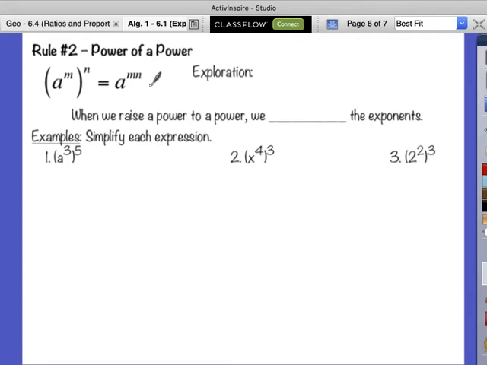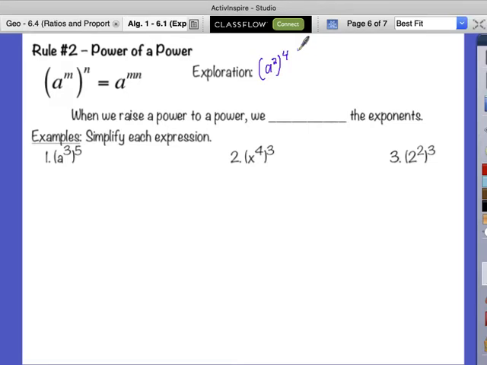Our exploration for this, let's write this with me, please. We're on rule number 2, by the way. a to the second, in parentheses, being raised to the 4th. Write that like that, please. I just put random numbers. Right now, 2s are m, 4s are n. So a to the second, all being raised to the 4th.